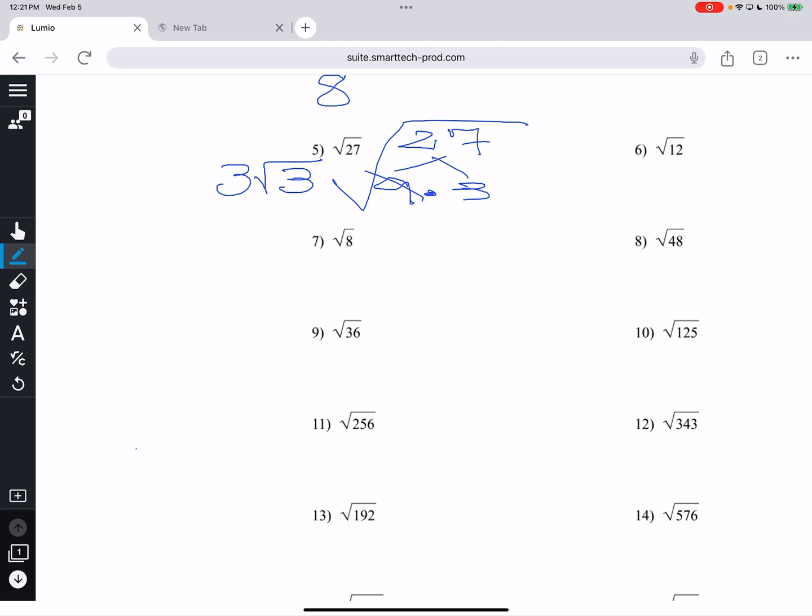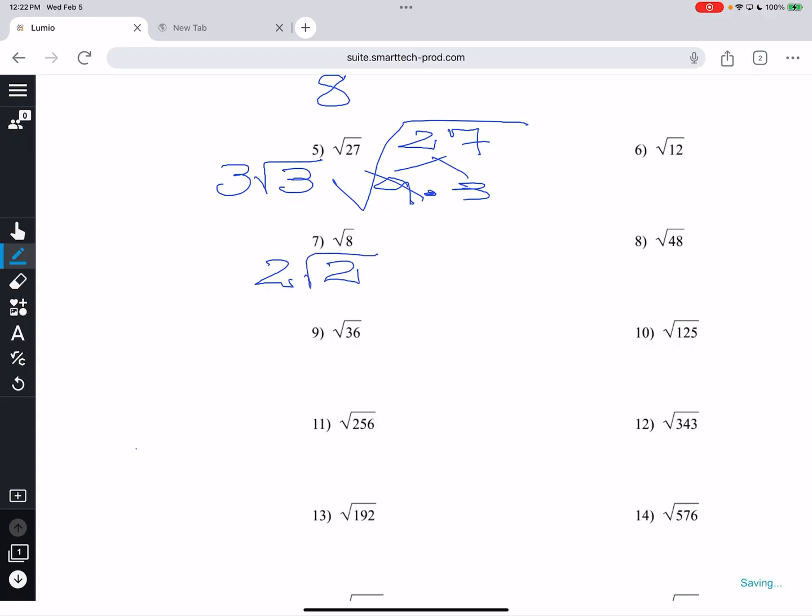Radical 8. It sounds like it should be a perfect square, but it is not. You tell me what the answer would be. 3 doesn't go into 8. 2 radical 2. 2 radical 2.